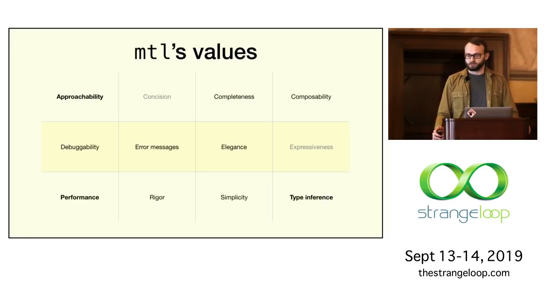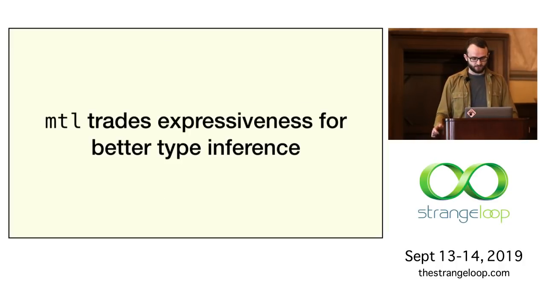Concision is one of them, and the MTL code can be very concise in the simple case, but more advanced uses of MTL require what can be a tremendous amount of boilerplate code due to what's called the n squared instances problem. And it also made compromises of expressiveness in the name of type inference.